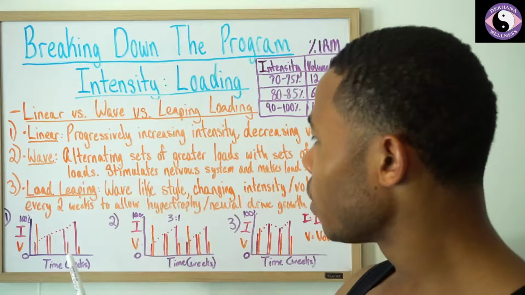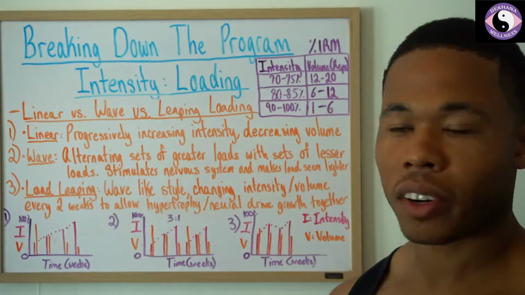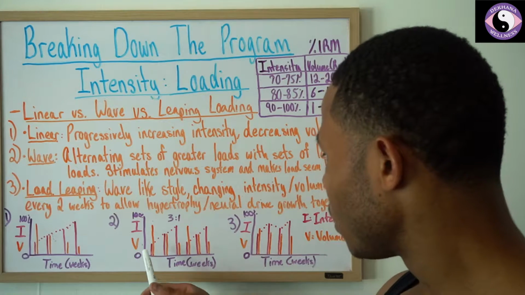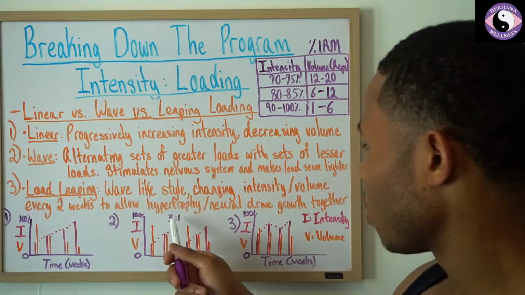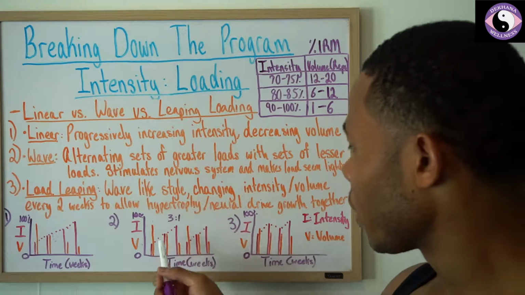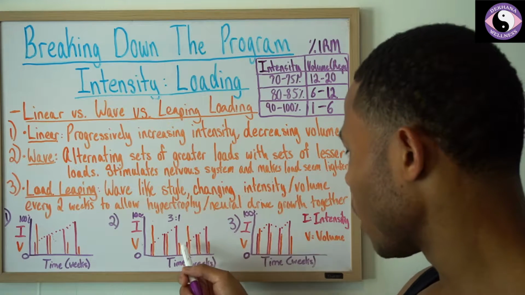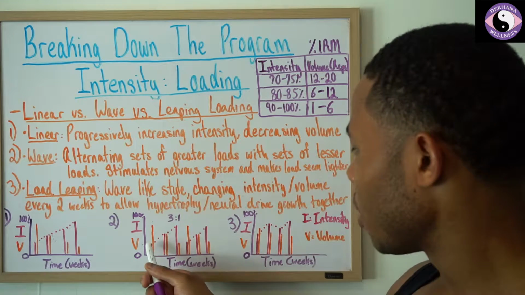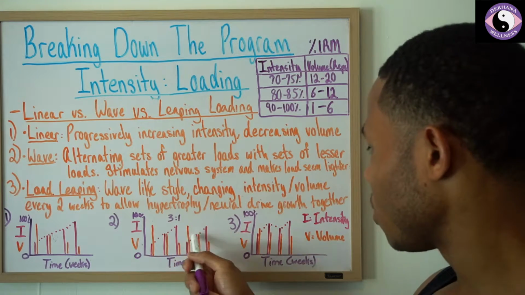Two, we have wave loading. So it's just alternating sets of greater intensities and then sets with lesser loads. So we have a low intensity, a higher intensity, and a higher intensity. It's a 3 to 1 wave load, right? So 3 weeks, 3 intervals here, and then we'll start back with that same interval. Say this is maybe 40%, 60, 80, then we come back to 40, 60, 80.